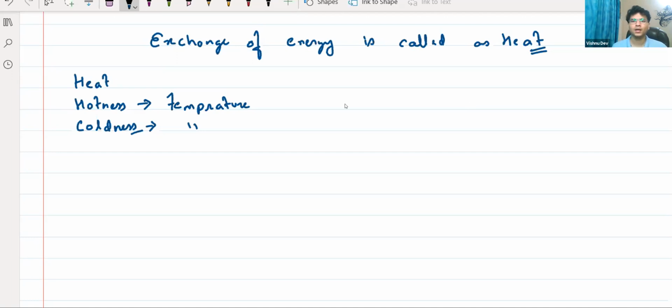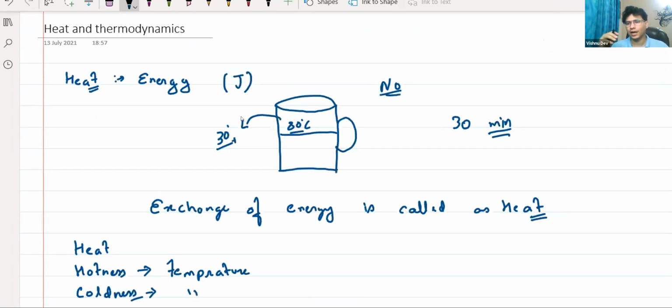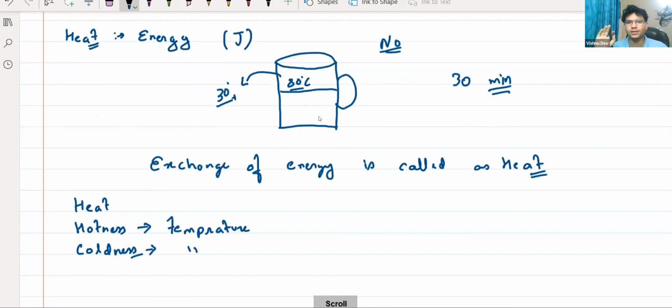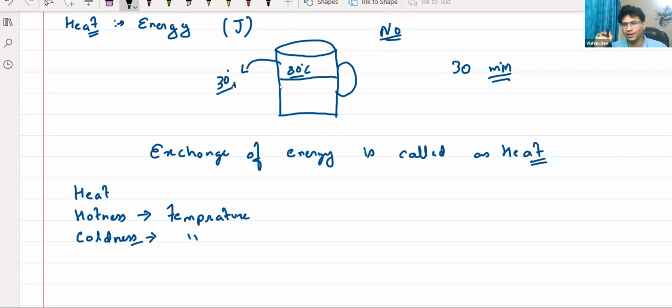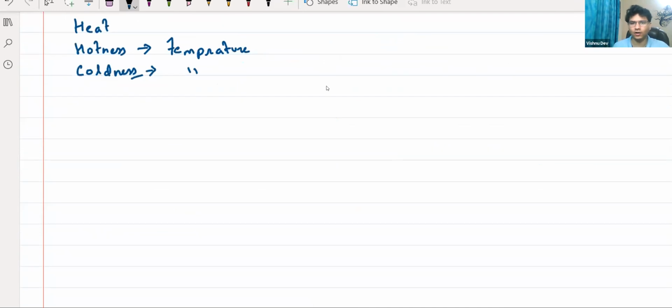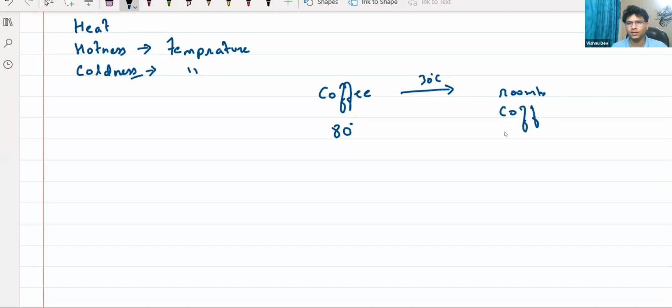Now, let us observe one more thing. Someone asked, sir, why will the energy transfer? First of all, I know that energy will transfer, for sure, because this coffee is going to get cold. If coffee at 80 degrees centigrade is kept for 30 minutes in your room, and the room temperature is around 30 degrees, the coffee will also be around 30 degrees. Yes or no? This is the observation. Everyone has this observation?